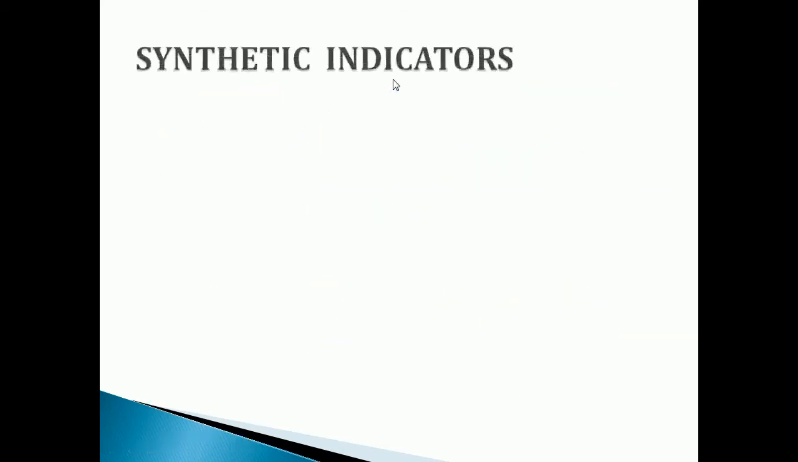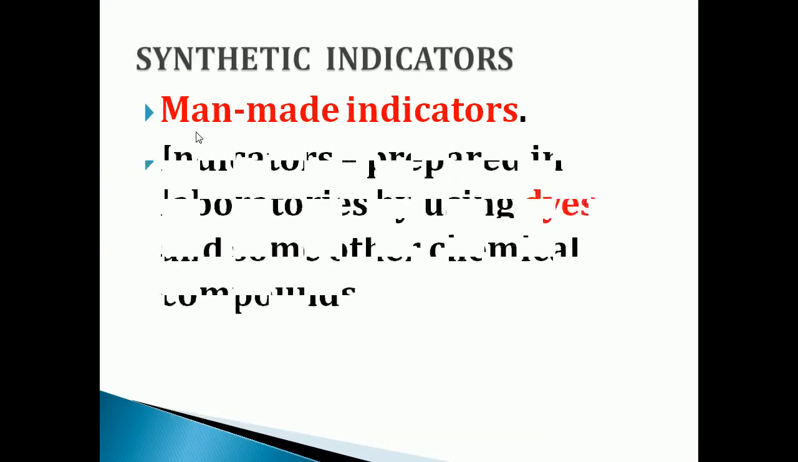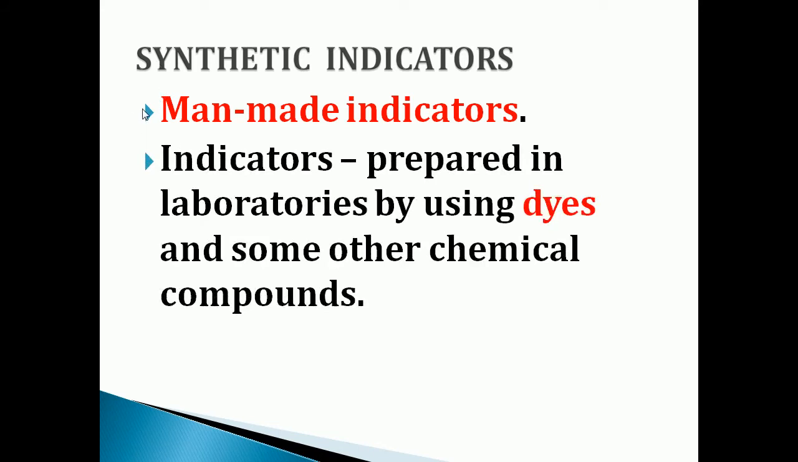Now the next one is synthetic indicators, or man-made indicators, which are prepared artificially by human beings. These are indicators prepared in laboratories by using dyes. What is meant by dyes? Dyes are colored compounds which are used for preparing indicators. They can also be prepared from some other chemical compounds. So synthetic indicators, or man-made indicators, are artificially prepared by human beings in laboratories by using dyes or some other chemical compounds.